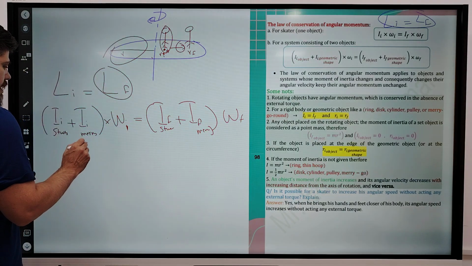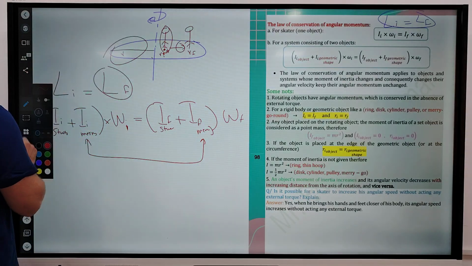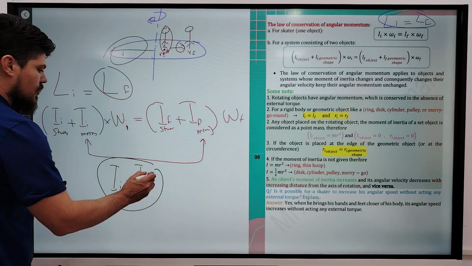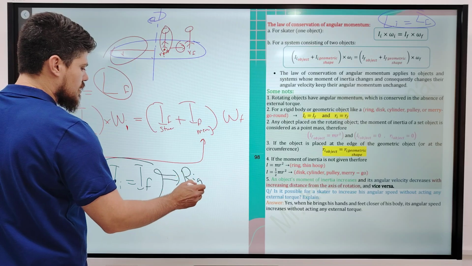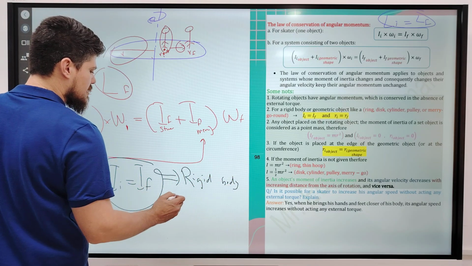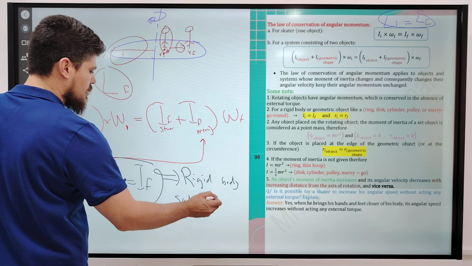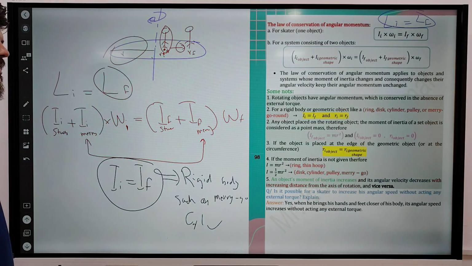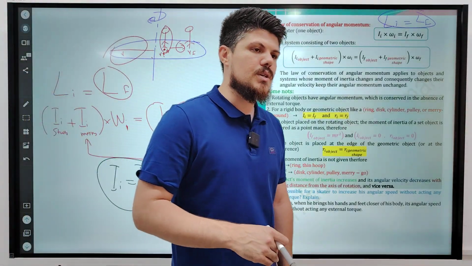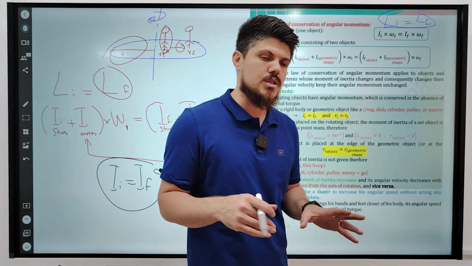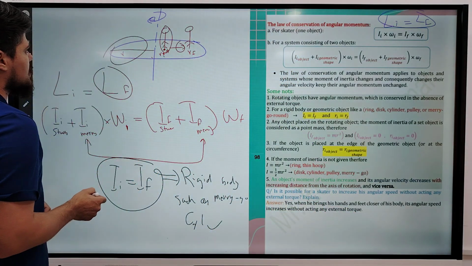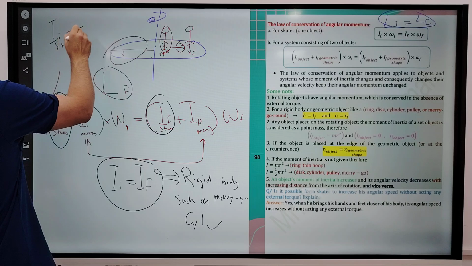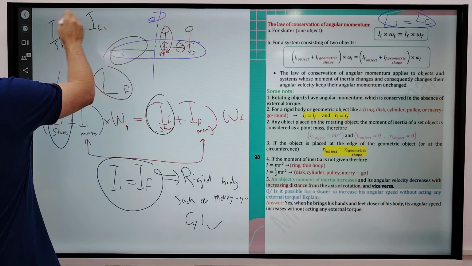But listen carefully, please. The moment of inertia for the rigid object doesn't change. I initial is equal to I final for a rigid body such as a merry-go-round, cylinder, ring, or bicycle tire. But the moment of inertia of this child is not the same. I initial for the student can never be equal to I final for the student when the student changes position.